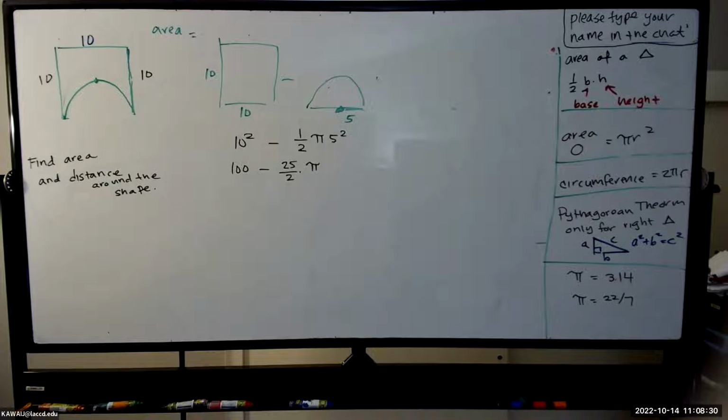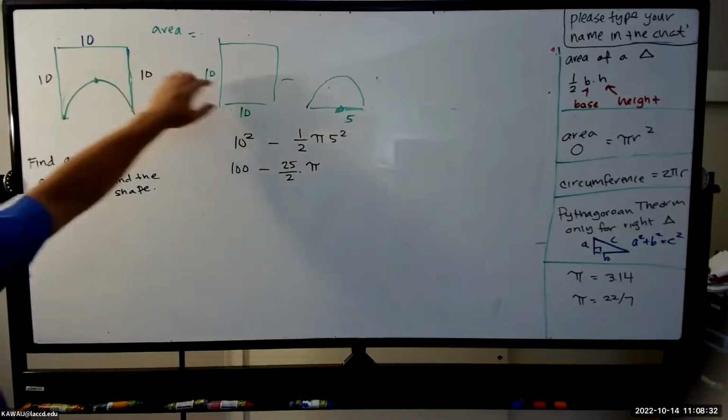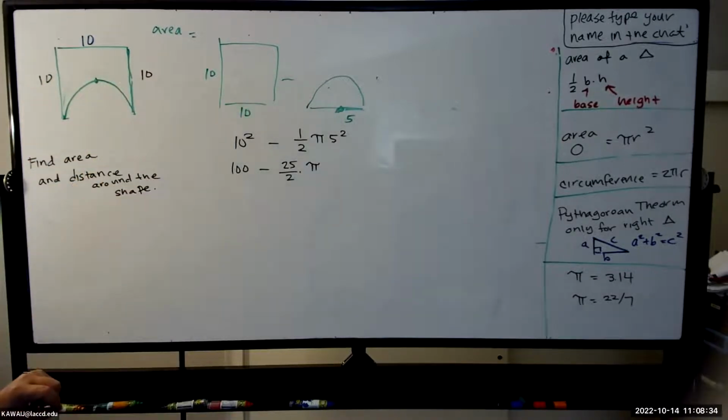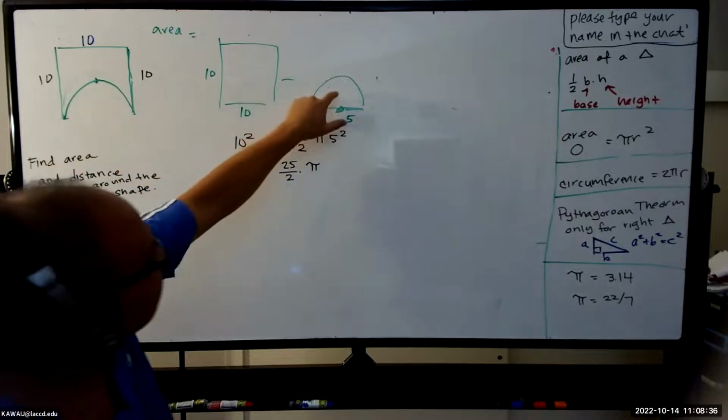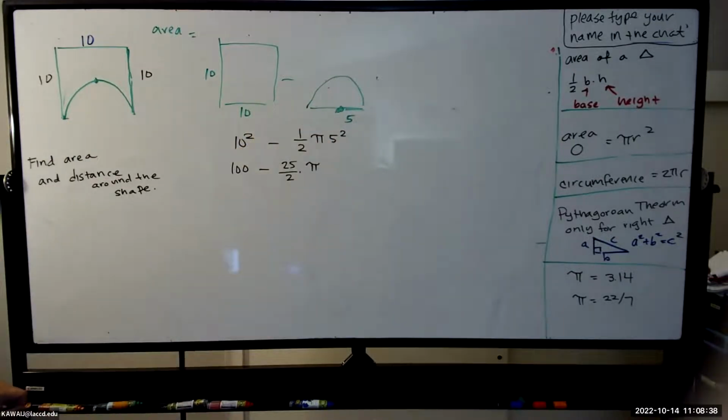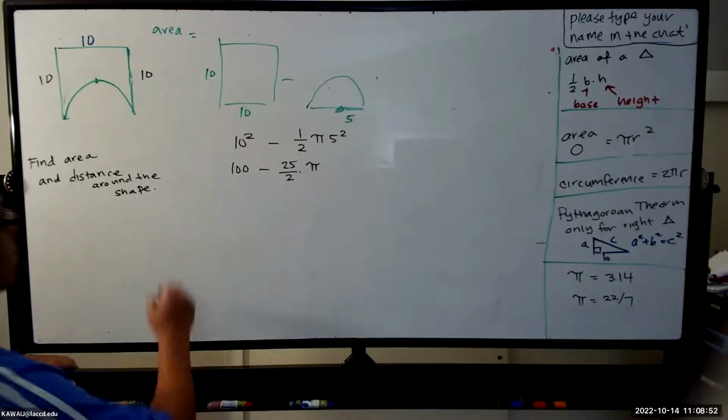Do you see how the area here is smaller than this one? So it's this much less. It's half a circle left. 100 minus 25 over 2 times pi, that is the total area. All right. So we'll go area here.